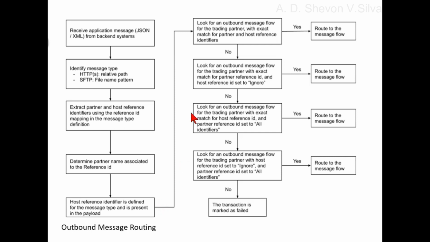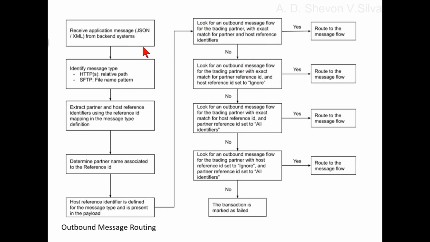Three, use the supplied data view map to obtain the partner reference IDs, optional host reference IDs, and business keys. The partner reference ID and host reference ID specify the message flow through which the transaction is processed.